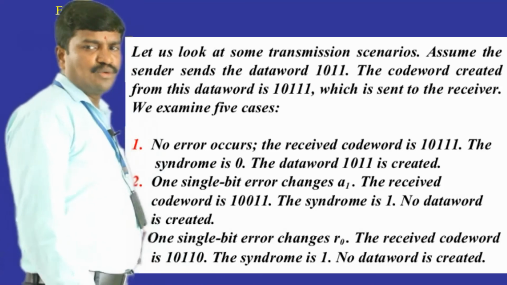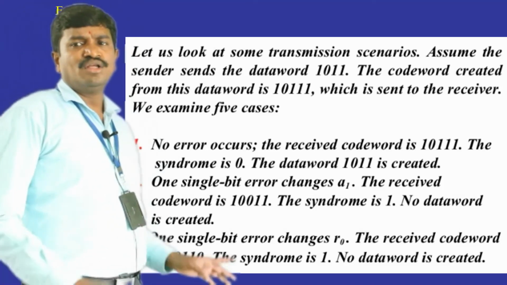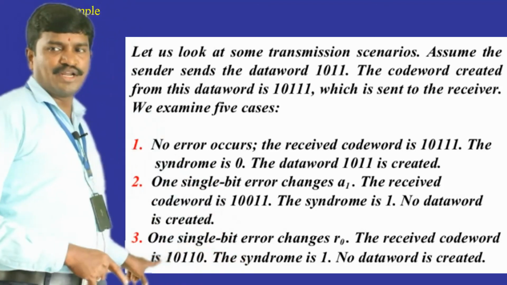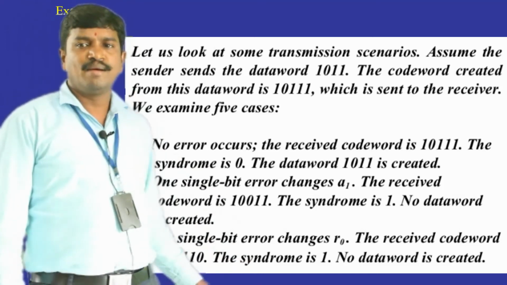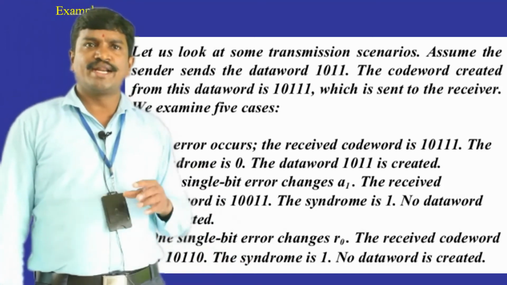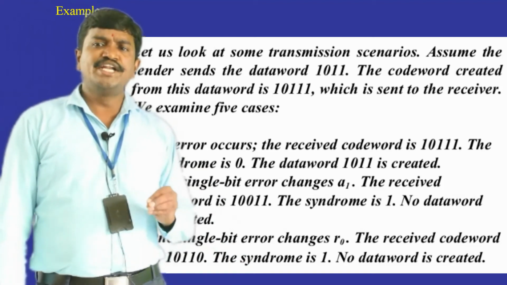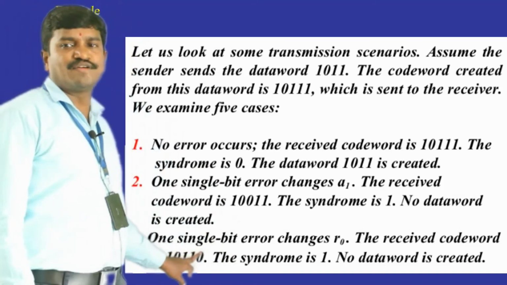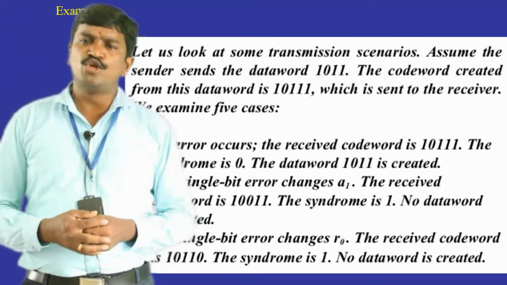We need to observe one point in this third case. The point is there is no change in the data. The data is correct. Whatever data we have sent is 1011, but the change is in the redundant bit. So when the redundant bit is changed, that also leads to identification of the error. Though you have received your data properly, because of the corruption in the redundant bit, it again makes the syndrome value 1.